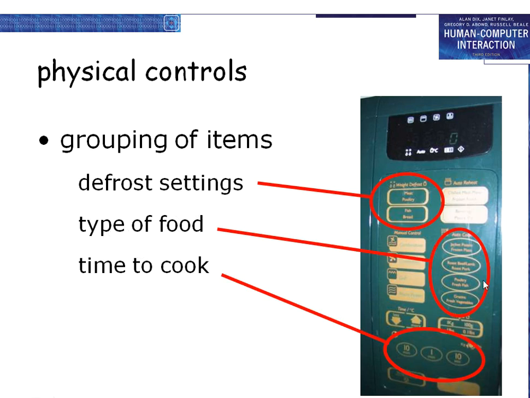This is where we can know the type of food that we want to cook with the microwave, and also the time to cook. So the first, the second, and the third function in here have different functions, so we will know what the function is. This is the first, the second, this is the third. It will be easier for us to recognize what the function is on the physical control in here. Okay.